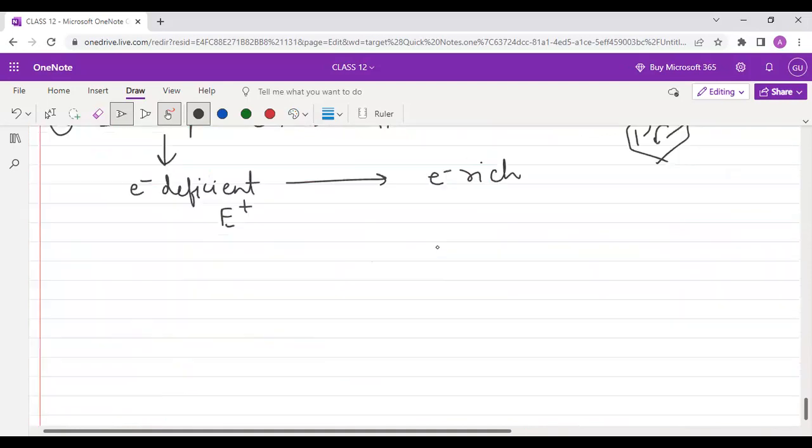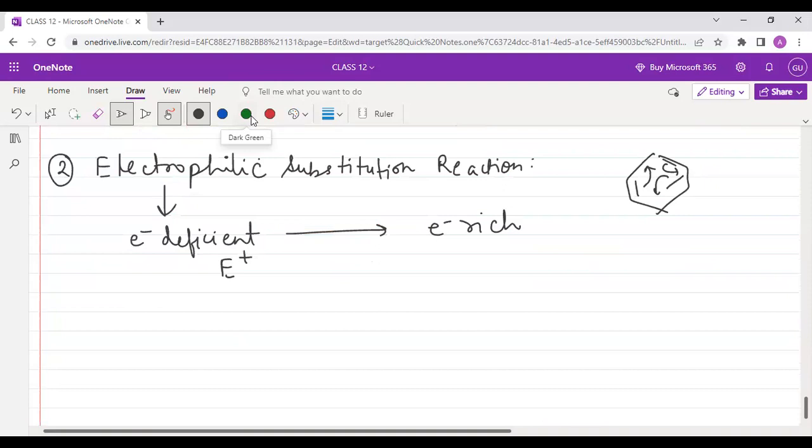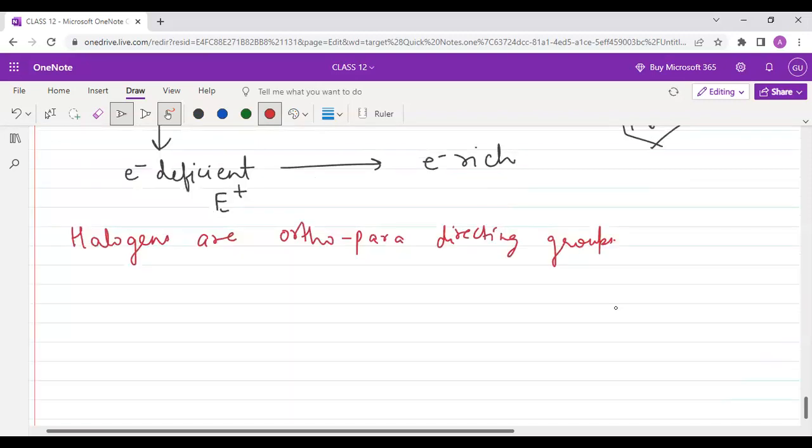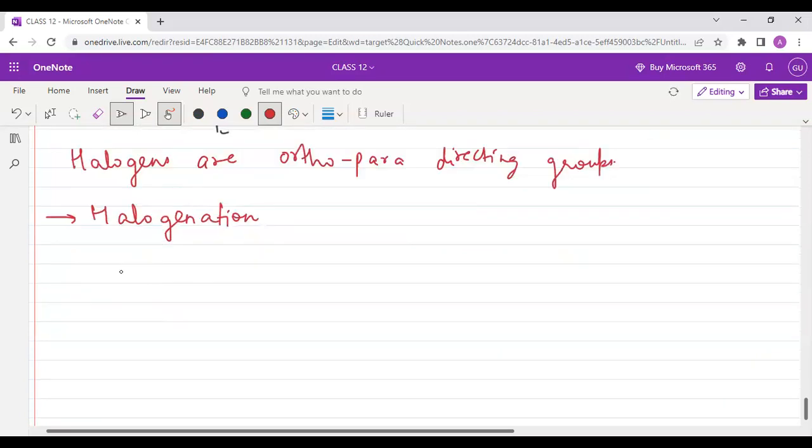So whenever substitution takes place, it will take place at the ortho and para positions because there the electron density is high. So we can say that halogens are ortho para directing groups. Yes, ma'am. Do you know ortho para directing groups? Yes, they send the group to ortho and para positions, right? So the first type of electrophilic substitution is halogenation. Remember? Yes, I remember.